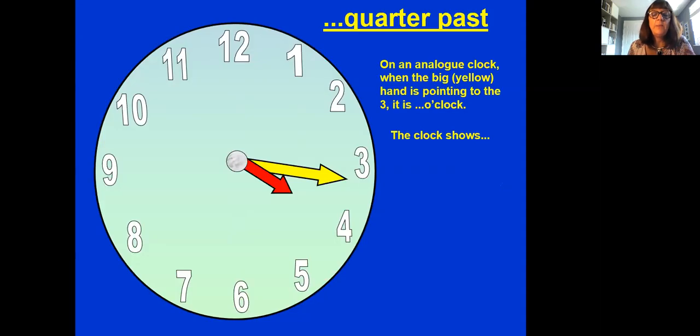Quarter past. Here we go. The hand is pointing at the 3, and the hour hand is pointing at the 4. So it's 4:15. Here's another one. The yellow hand has slipped. Should be pointing at the 3. 7:15. Here's another one. 11:15. And that's better. 11:15.